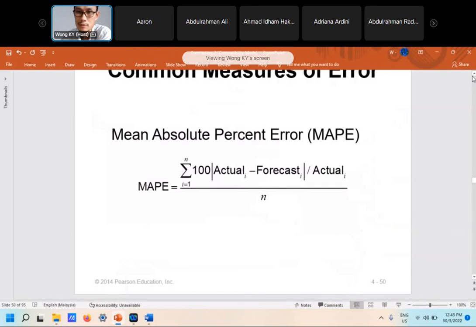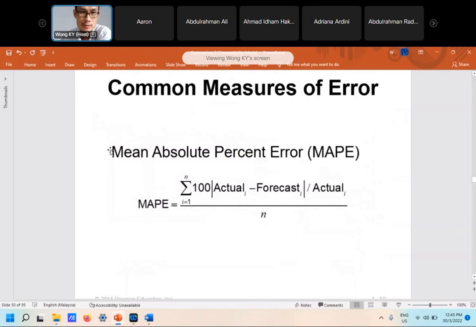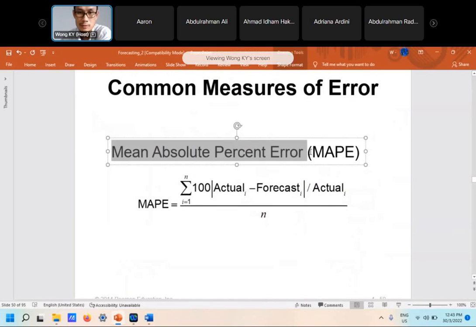So my advice to you is, you don't have to memorize the formula. Just look at the name, you should know what to do.